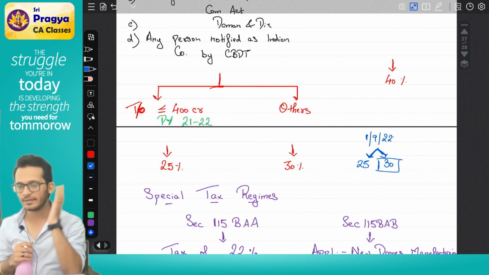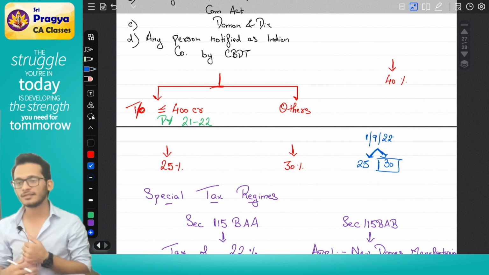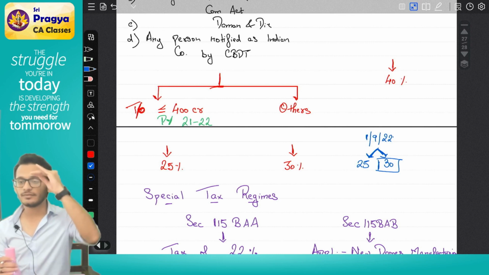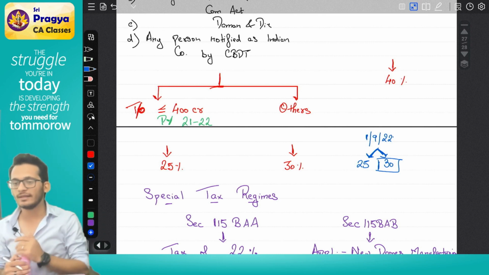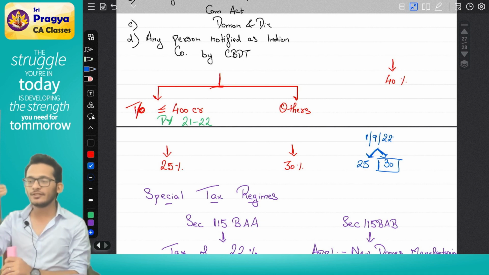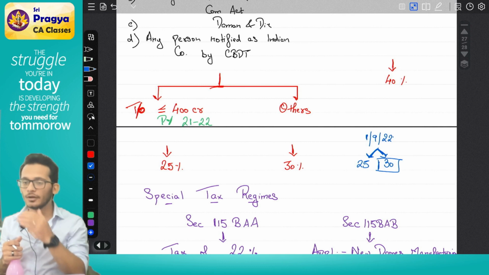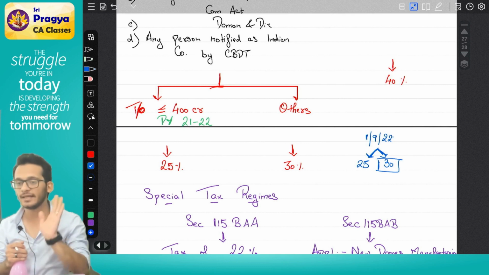Why, what, not there? You will not even find it in the study material. It appeared in MCQs. Somewhere randomly one day they put an MCQ where the company was incorporated after 22, and they directly said in the MCQ that the tax rate is 30%. Why, what? Never clarified. It is still not there in the study material.